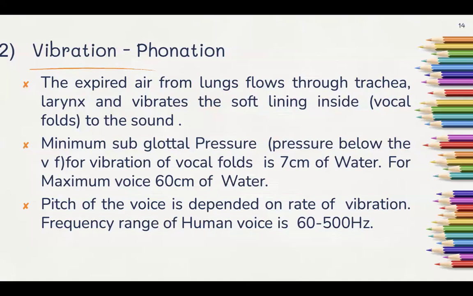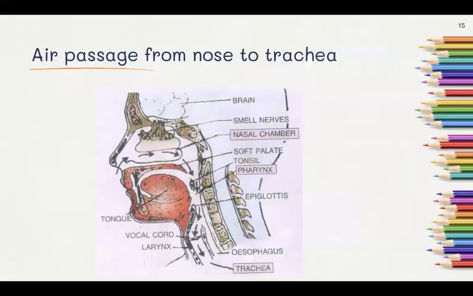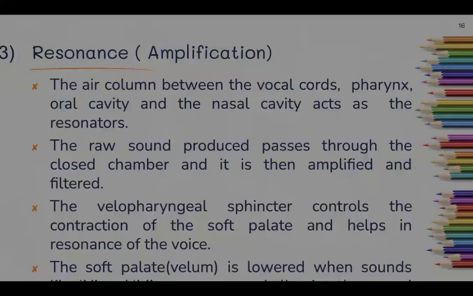So the expired air from the lungs flows through the trachea and the larynx, and vibrates a soft lining called the vocal folds or the cords to give the sound. The minimum subglottal pressure, the pressure below the vocal cords, required for vibration is 7 centimeters of water. And the pitch of the voice also depends on the rate of vibration. Of course, the passage from the nose to the trachea plays a major role in producing these sounds.